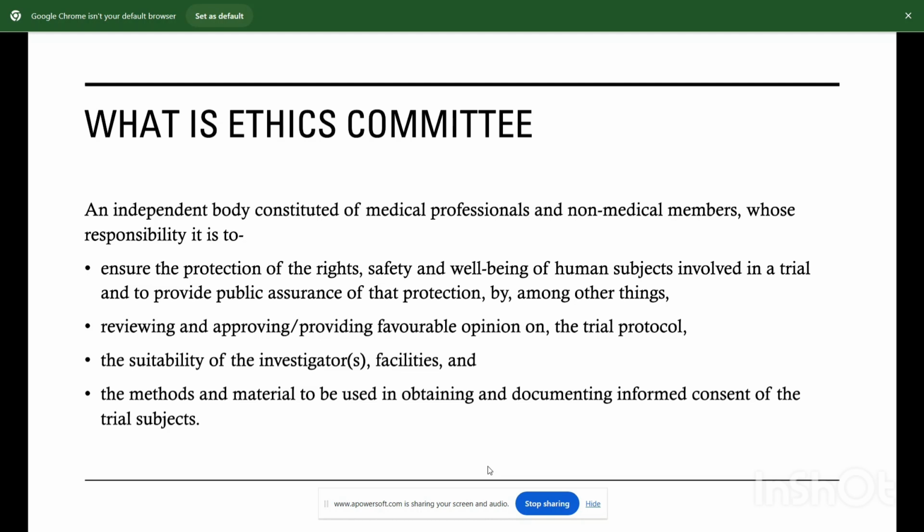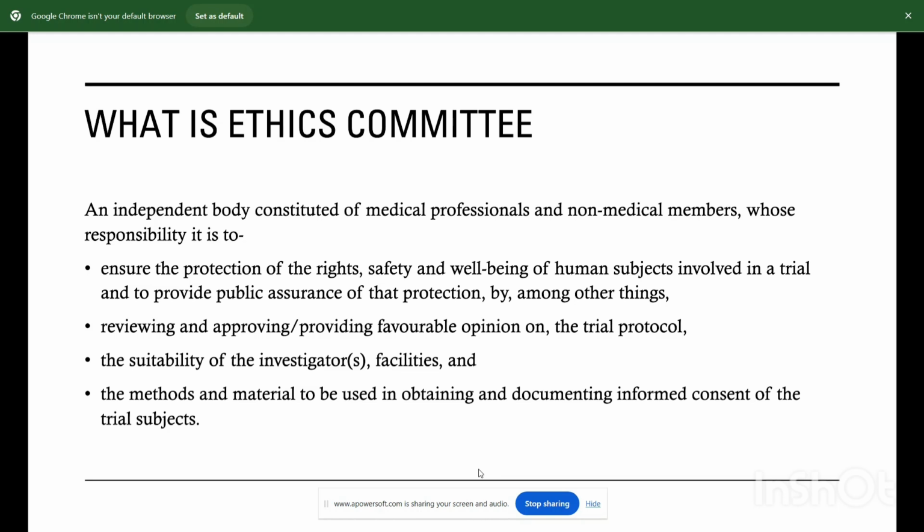Then they need to confirm the suitability of the investigators, that the investigators who are going to conduct the study are suitable for it. By checking their CVs and certificates, they can confirm that. They also need to confirm that the facilities available are adequate to support the study. And they check how informed consent will be obtained, and what details about the study are contained in the ICF. Everything will be checked.